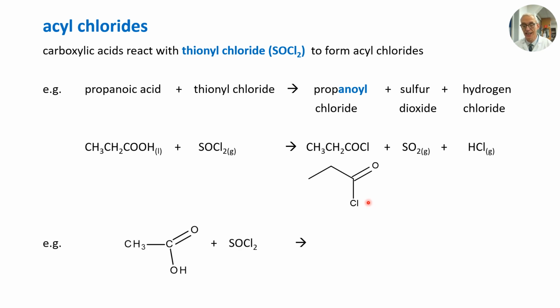Could you predict and draw the structures of the products of this reaction? Come back to check. Okay, so if you're ready, of course, we're getting ethanoyl chloride, sulfur dioxide, and hydrogen chloride. Don't forget to balance your equations, please.